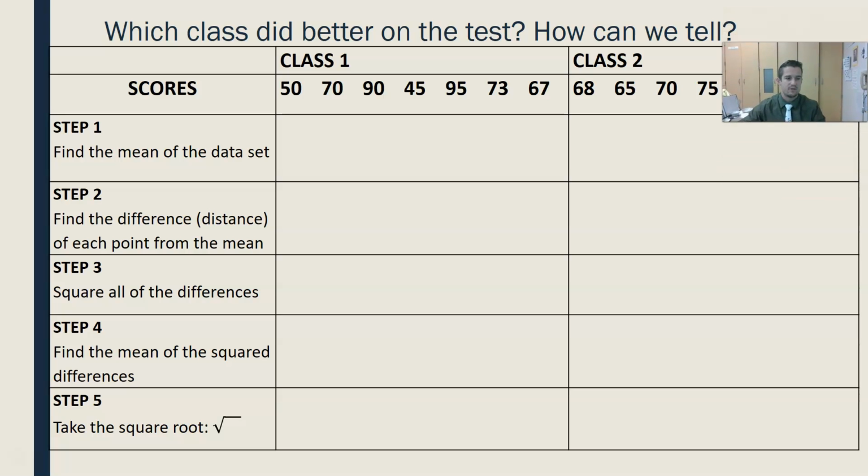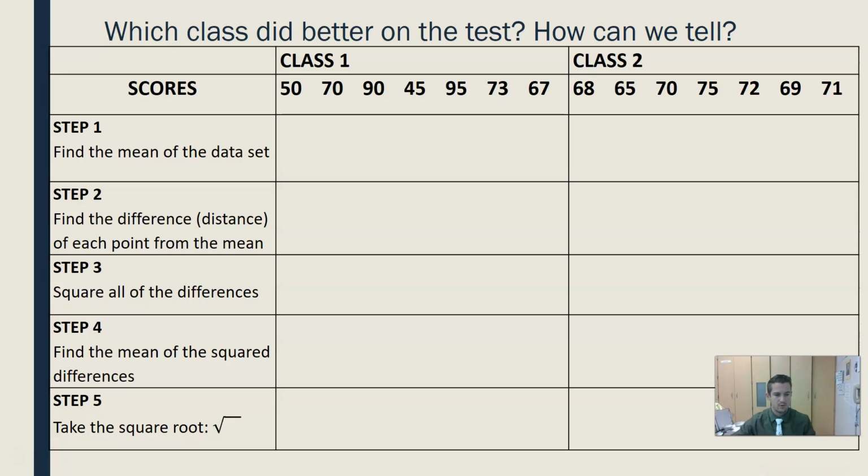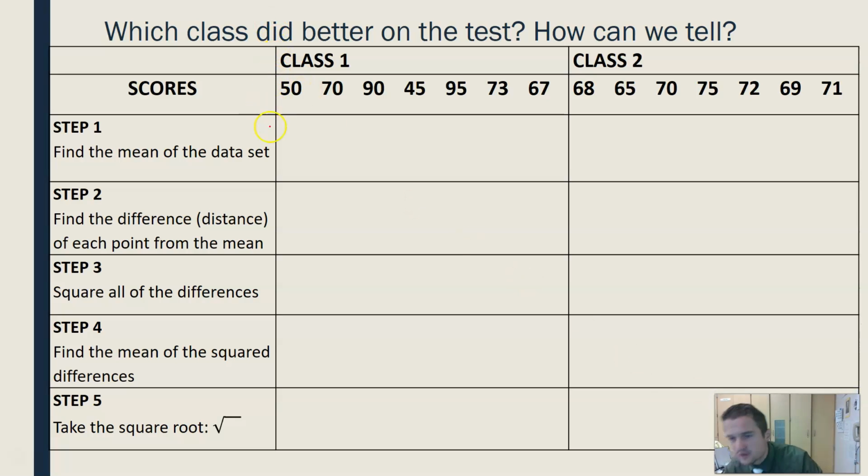Okay, let's see if I can move my face out of the way here. I'll move it down here for a moment. Okay, so for example, here's another scenario. This is in your guided notes. Which class did better on the test? So I have 2 classes, class 1 and class 2. I gave out a test, and these are the scores that students got on the test. In class 1, someone got a 50%, 70%, 90%, 45, 95, 73, 67. Class 2 got 68, 65, 70, 75, 72, 69, 71.